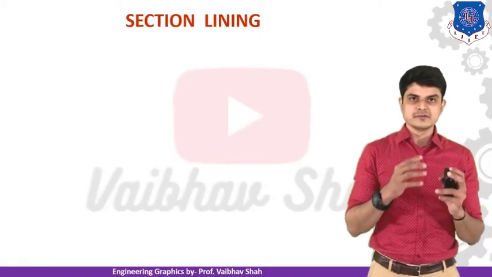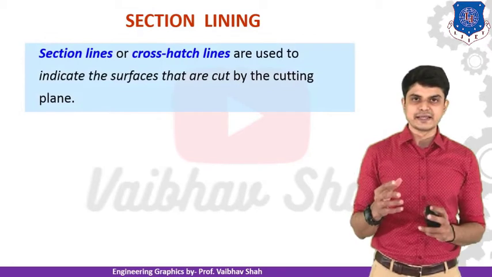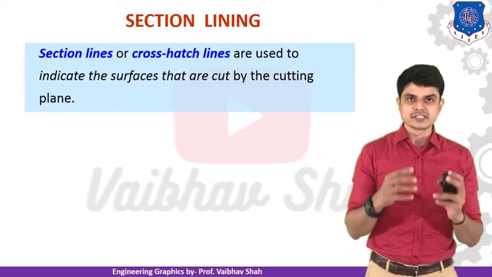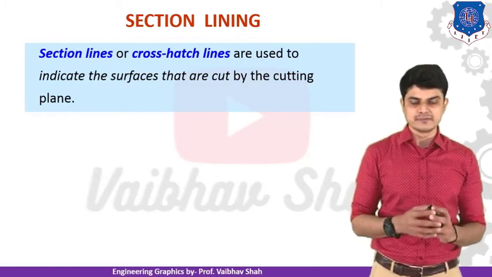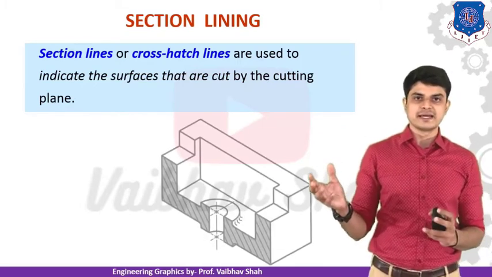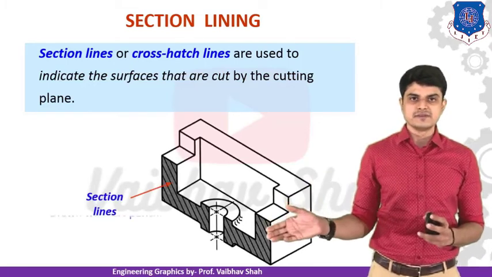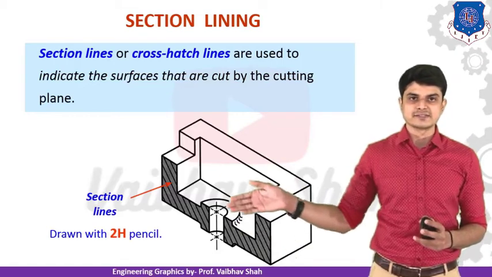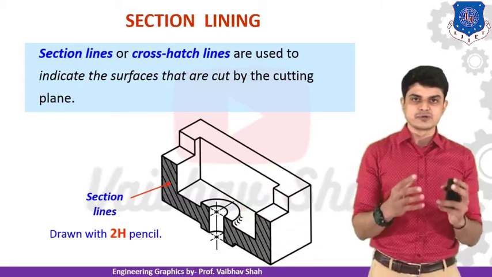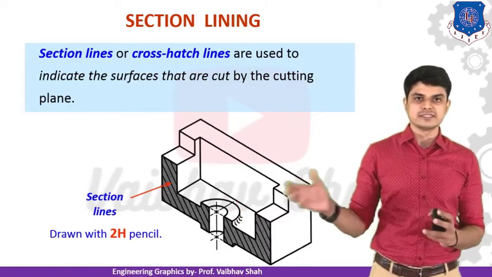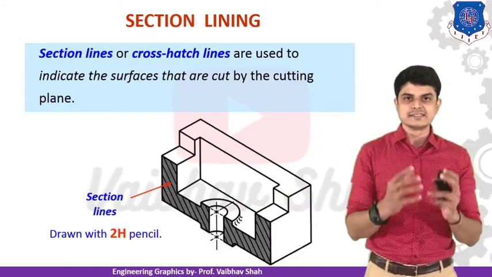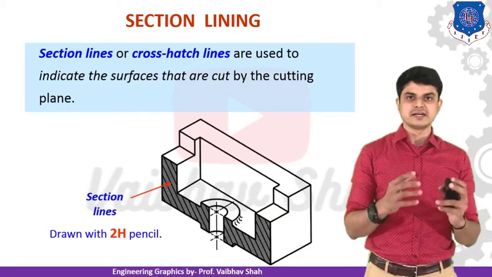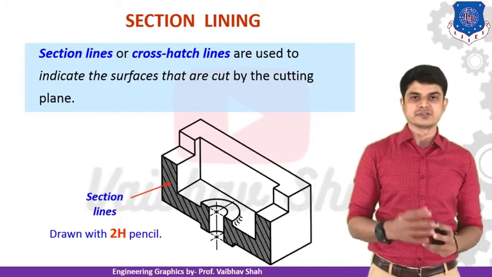Now section line. So what do you mean by section lines? Section lines or cross edging lines are used to indicate the surfaces that we have cut by the cutting plane. So we have just seen that I have drawn one line at a certain angle. Here, if this object is cut from this side, we should plot this section line at the cut section view. These lines are usually drawn with a lighter grade of pencil, usually the 2H pencil. These are known as section lines. These are usually spaced at equal distance, and are usually drawn at 45 degrees.